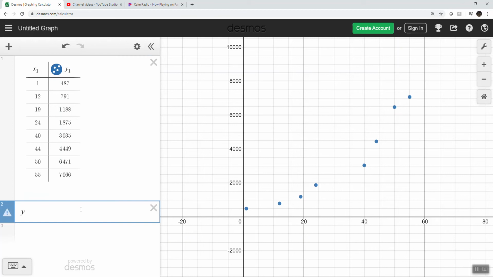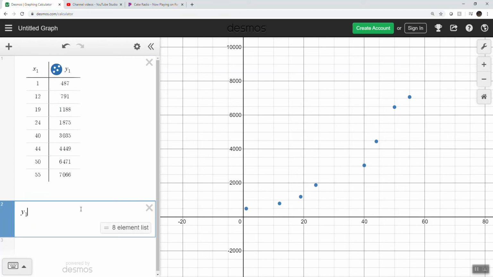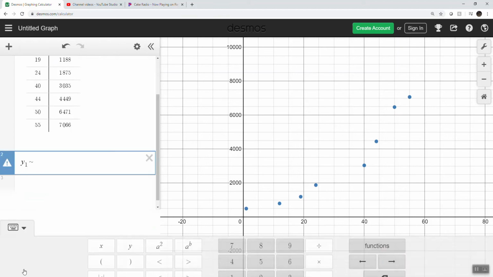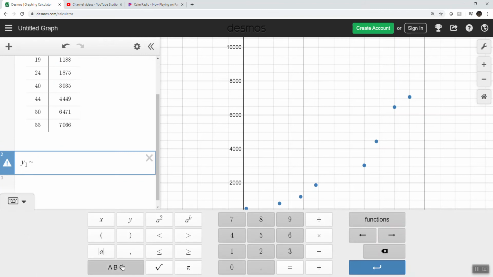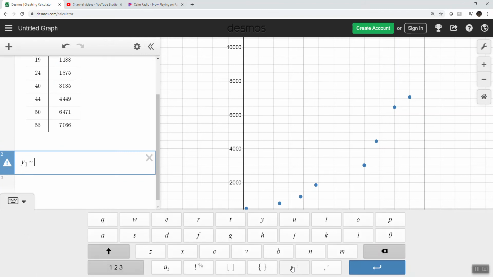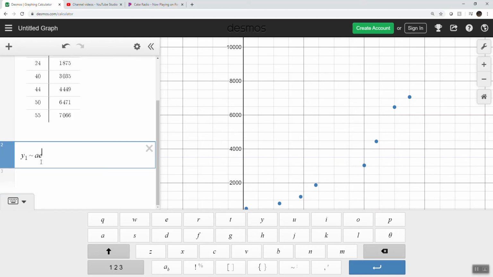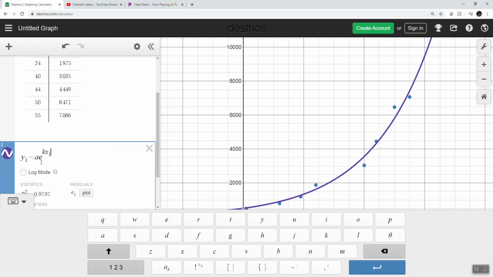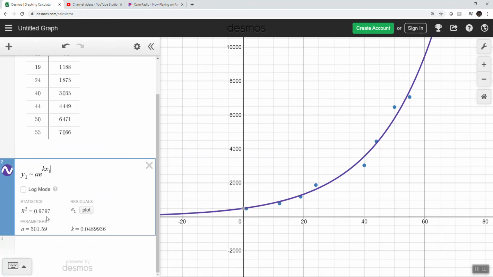I know what, we're not supposed to put the equal sign, we have to put the tilde sign. So let me show you where that tilde sign is. On your keyboard under the ABCs, here's your tilde sign, right next to the enter sign. So y1 tilde A e to the k, and instead of T, we have to put an x1. Okay, so there is our exponential model.